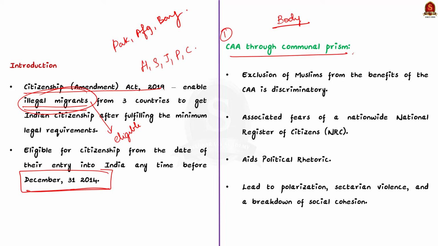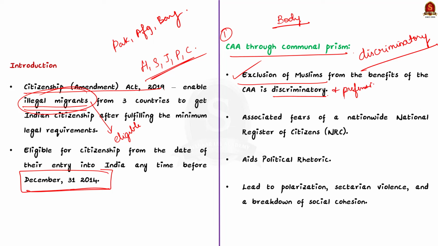Here you can write that CAA is discriminatory in nature when viewed from the communal prism, for the following reasons. Firstly, in CAA, only non-Muslims belonging to certain religious communities like Hindus, Sikhs, Buddhists, Jains, Parsis and Christians from these neighboring countries are eligible for the citizenship process. This exclusion of Muslims from the benefits of CAA has been criticized as discriminatory and a preferential treatment. This goes against the secular principles enshrined in our constitution. Our constitution guarantees equal treatment under the law irrespective of religion.